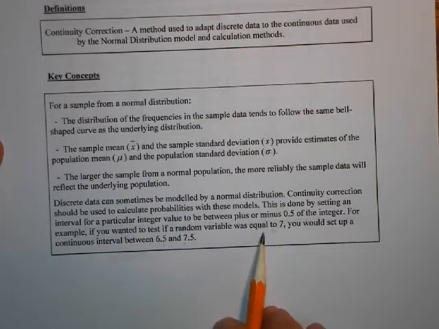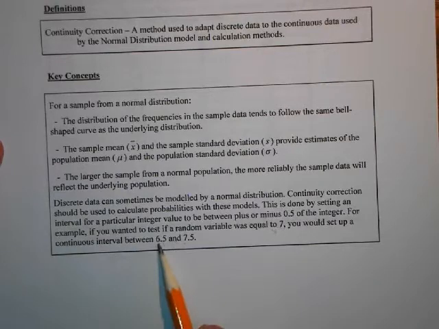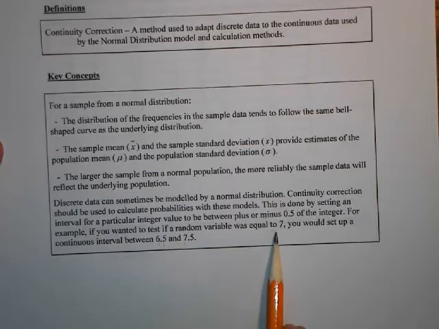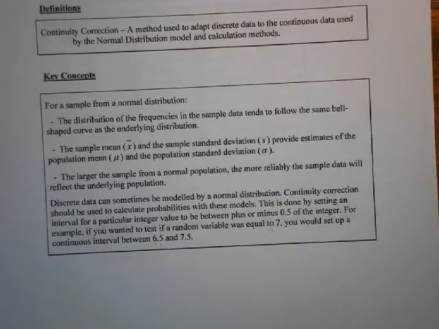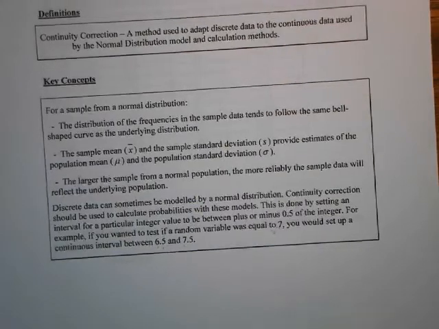Okay, so what you're kind of doing is you're dividing up that decimal region between 6 and 7 and 7 and 8, you're splitting it down the middle and saying, okay, 7 you can have from 6.5 to 7, and from 7 to 7.5. If I was testing for, say, 8, I would test from 7.5 to 8.5. So it's kind of a neat little correction that allows us to use the normal distribution for discrete data as well.